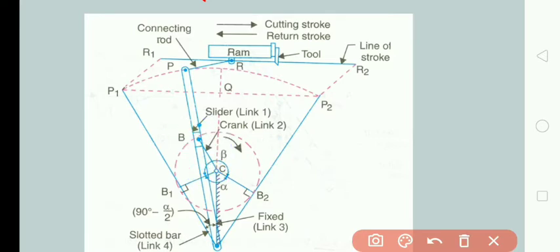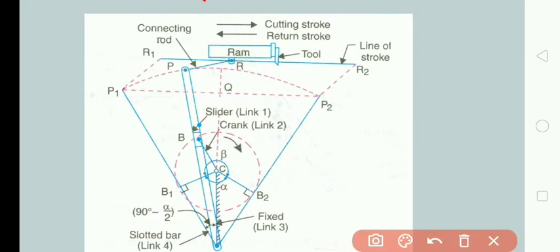You can see the red line path here. The link CB will rotate along this circular path; that is link number 2 or CB. Then link number 3, here you can see, is the fixed link. Then we have link number 4, which is a slotted bar. So this is a 4-bar mechanism with one slider. That is why it is called an inversion of the single slider crank chain.